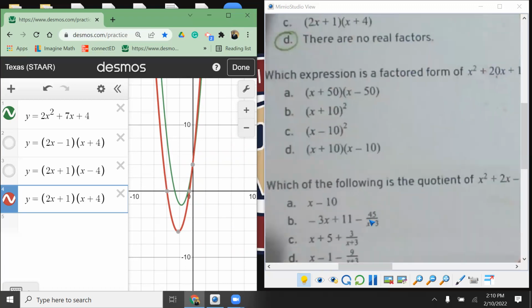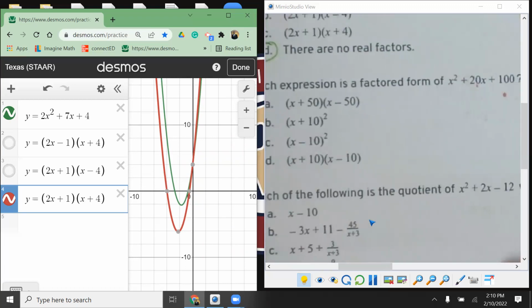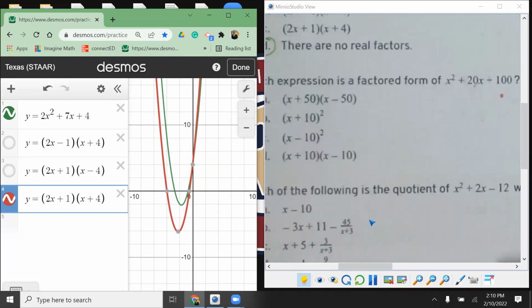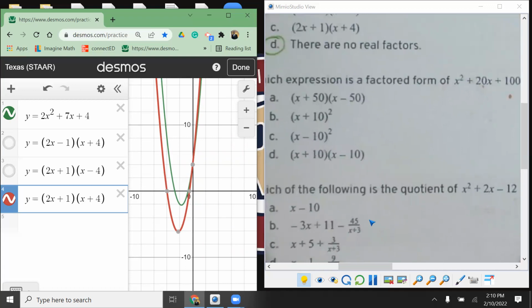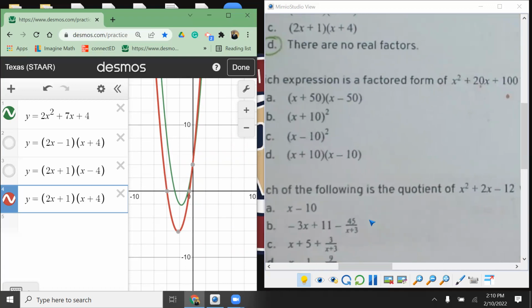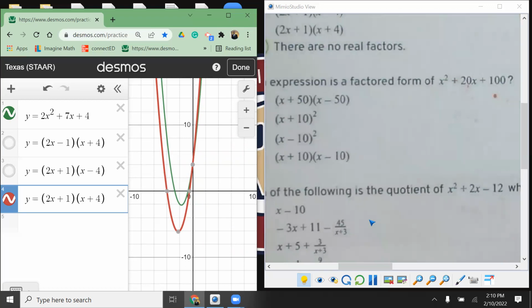All right, so the last, we're on number 12. 12 is just like what we just got through doing before. We're going to put this in Desmos again, and we're going to find out which one it is. Now, let's try to use a little bit of logic here. The first thing I want to do is find out what two numbers multiply together give me 100.